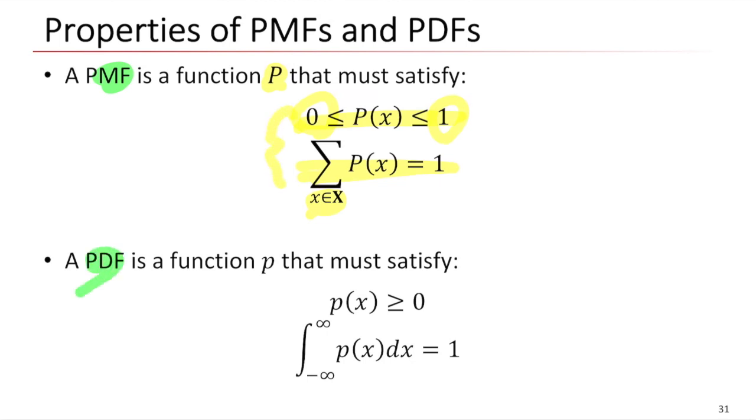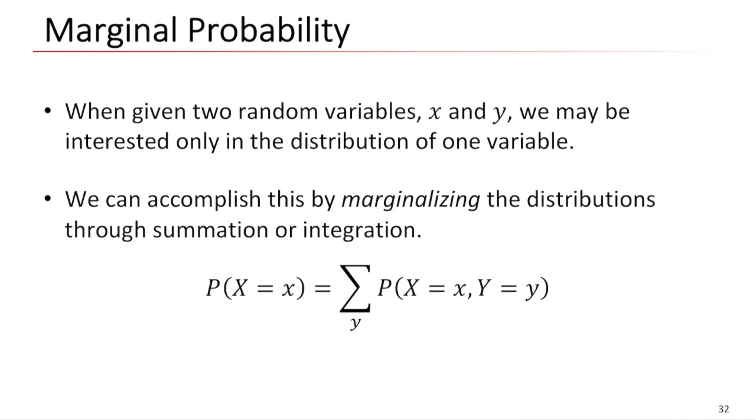And the PDF is similar. The PDF is a function P that must satisfy the following. The function P of x should be larger than 0. The integral of P of x dx should be 1, like this. So this is a property of the PMF and PDFs.